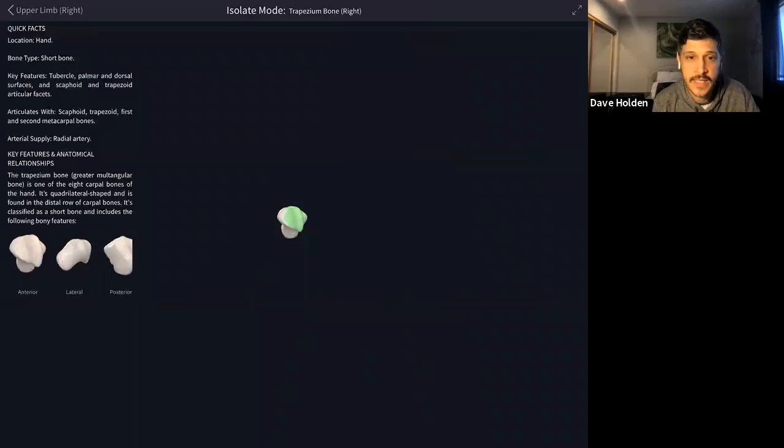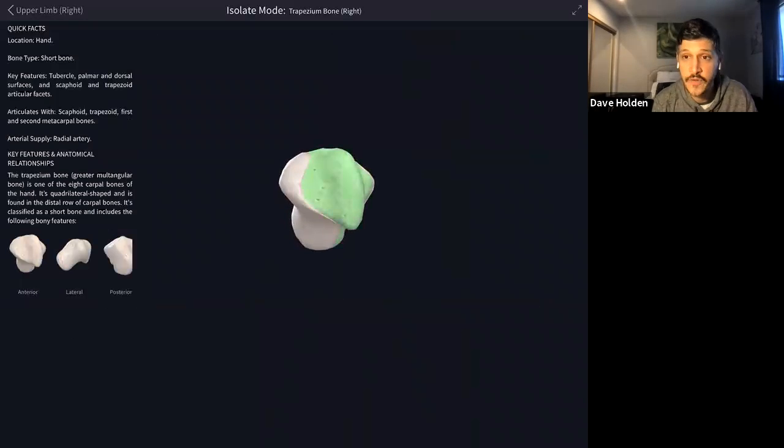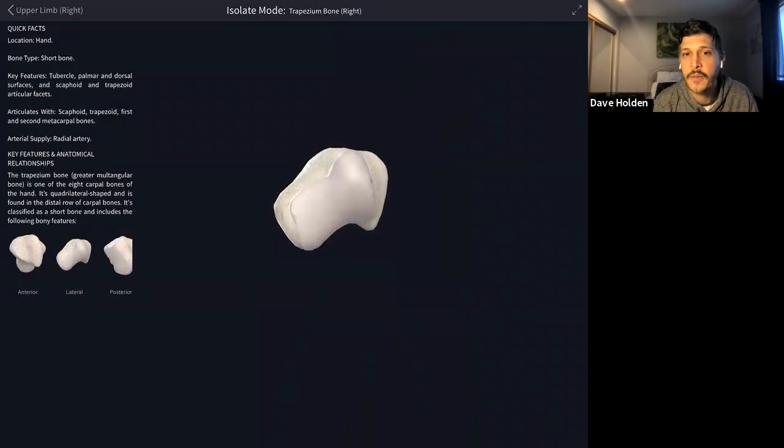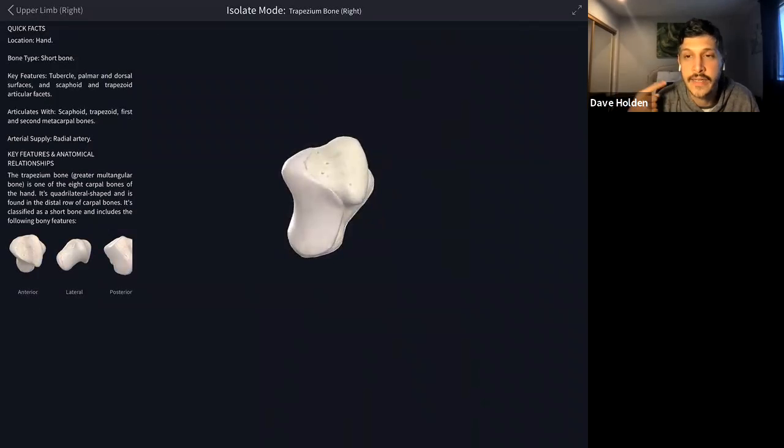When we isolate the trapezium and we look at its joint surface for the first metacarpal, we see again that distinctive Pringle shape. Now, just to be clear, Dave is the only one that says Pringle, everyone else says saddle. So I'm just trying to give you a mental image here.